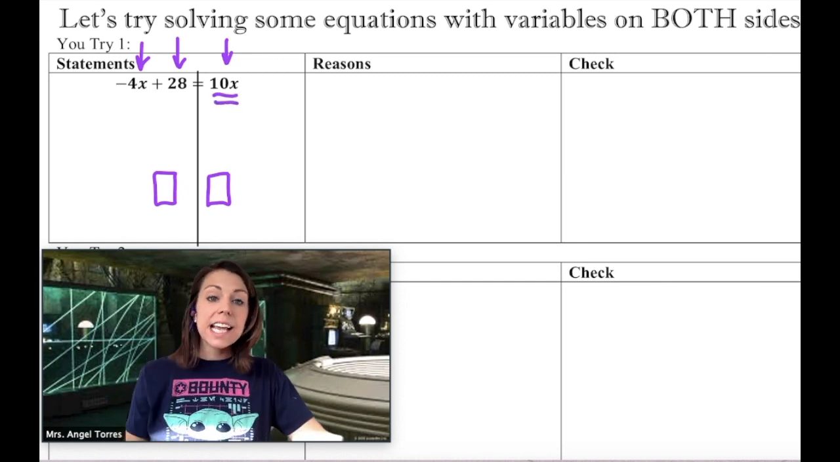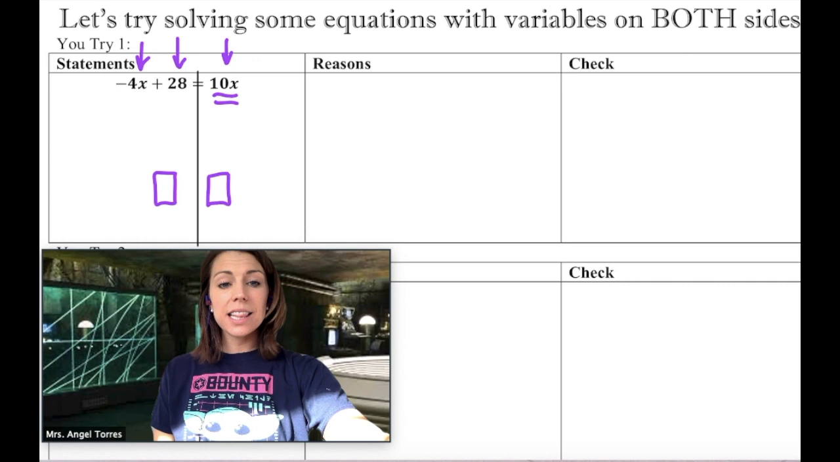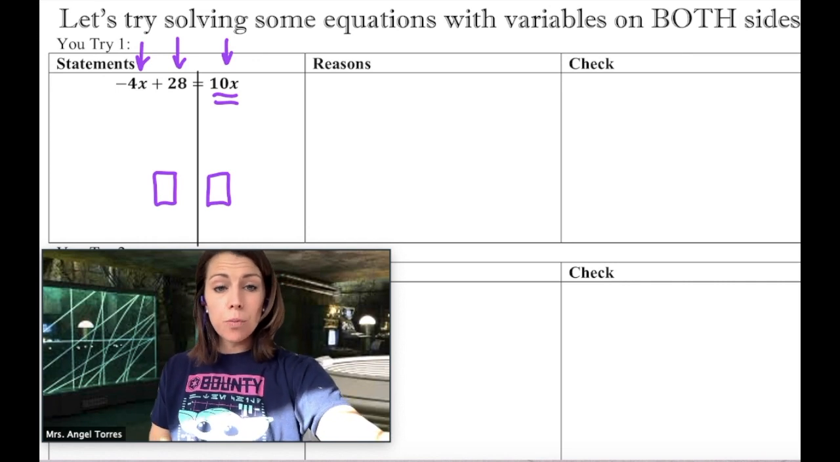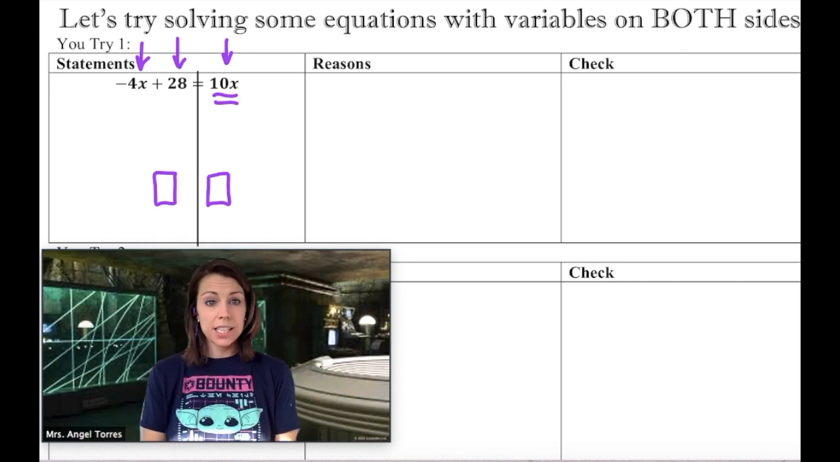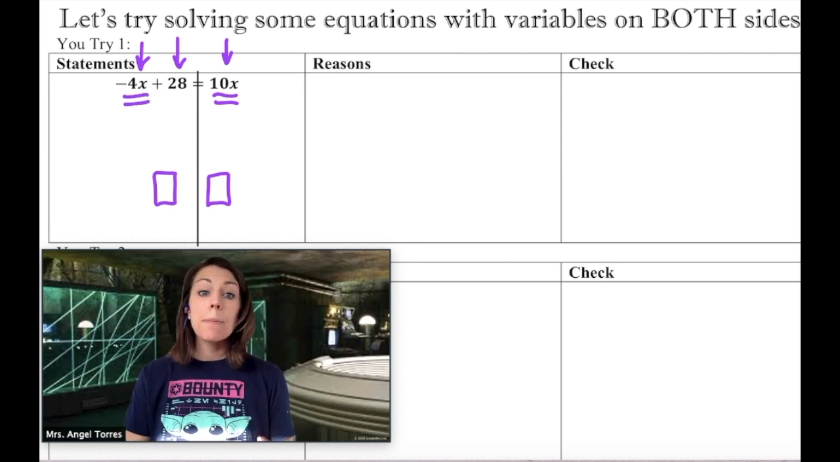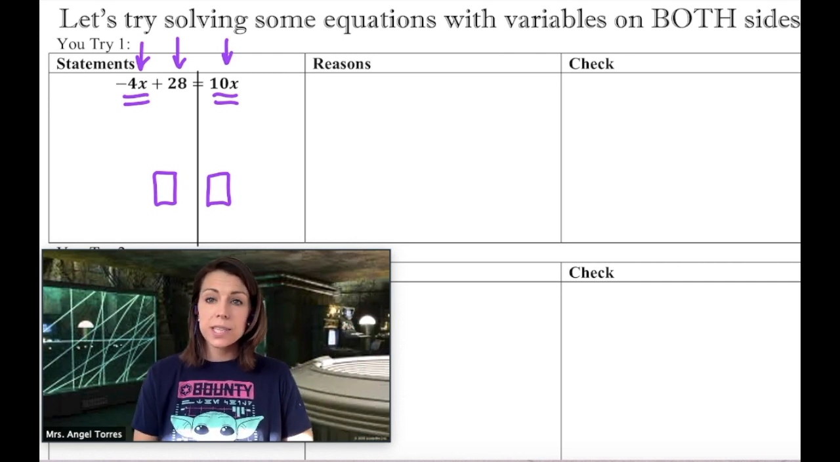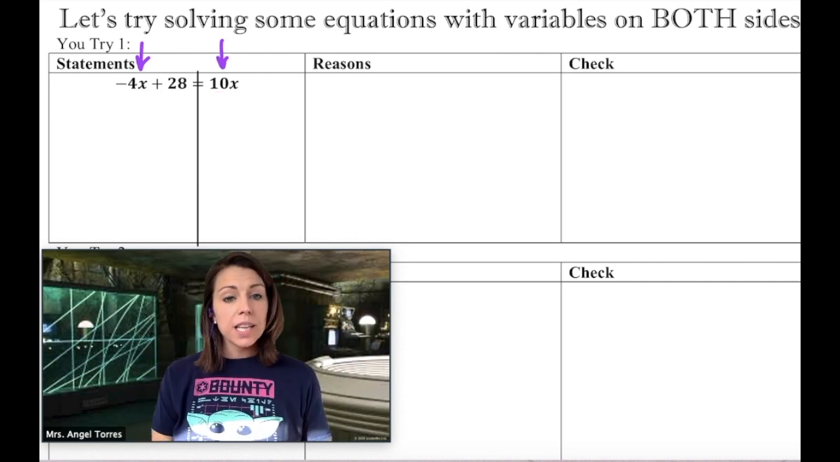10x is a variable term, meaning it can only be combined with other variable terms. So that leads me to believe that the only way that I can actually continue solving is to make a 0 term out of the negative 4x, because then when I use my property of equality, it can actually be simplified with 10x on the other side. So let's go ahead and do that.